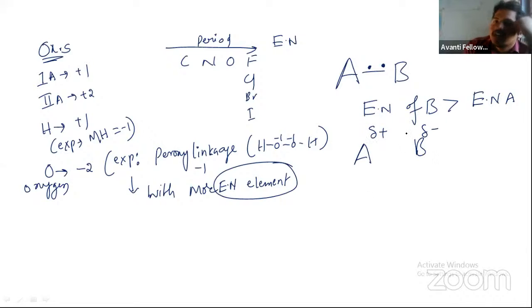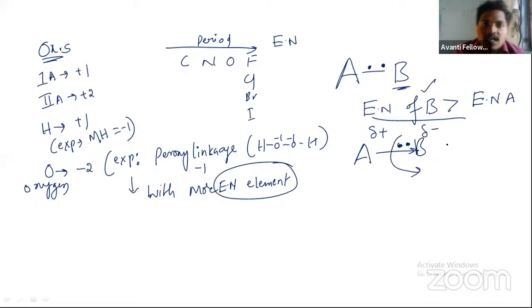ये ऐसा क्यों सर? B थोड़ा ज्यादा नेगेटिव पर्सन है, तो ये इसके तरफ इलेक्ट्रॉन खींच लेगा. अगर इन दोनों में से ये मोर इलेक्ट्रोनेगेटिव है तो ये इसके तरफ इलेक्ट्रॉन खींच लेगा. तो जब इलेक्ट्रॉन B के पास होगा तब इसका चार्ज होगा माइनस. So whenever the electrons are going to shift towards B, we can say it is delta minus, right? Whereas A is having delta plus.